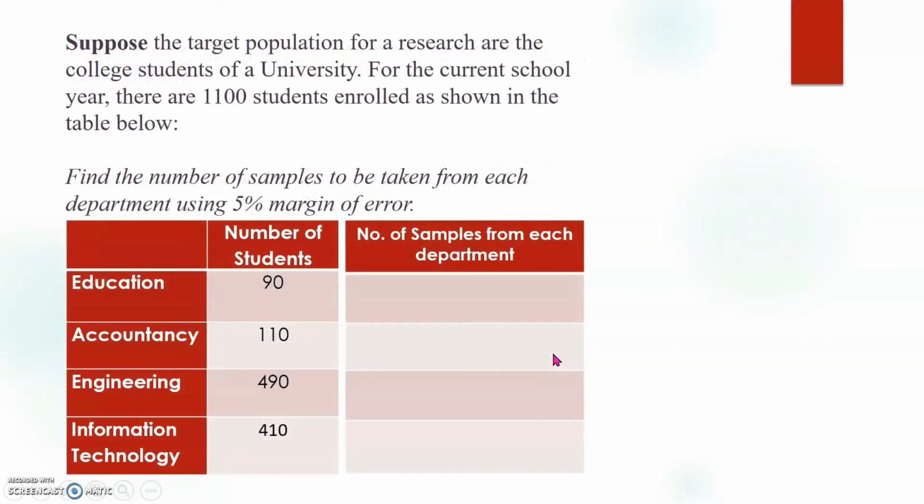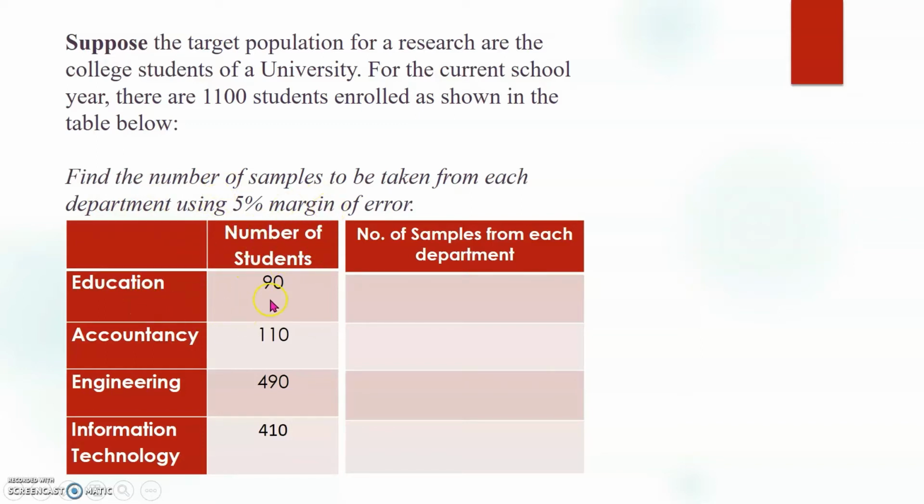Now, let's have an example. Suppose the target population for a research are the college students of a university. For the current school year, there are 1,100 students enrolled as shown in the table. We have here different departments, and let's find the number of samples to be taken from each department using a 5% margin of error.